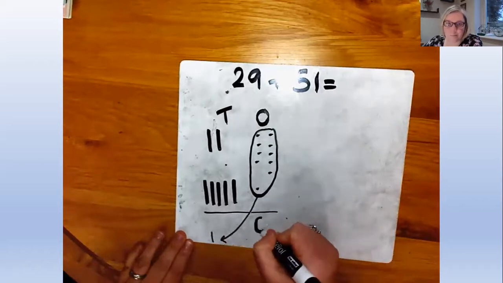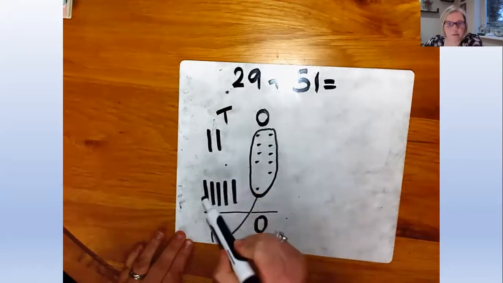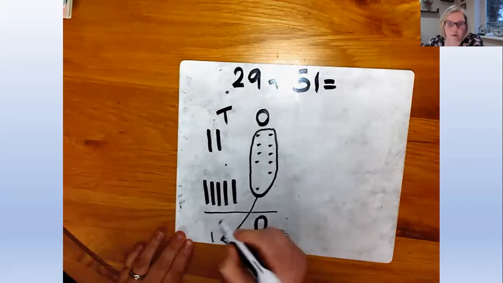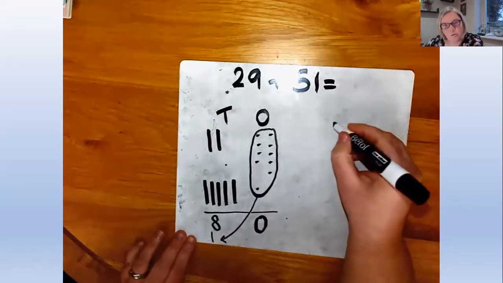I need to put that placeholder in, okay? Otherwise everything's going to just shift, isn't it? So I add up my tens and I need to remember that one that I've exchanged. So I've got 8 tens in total.